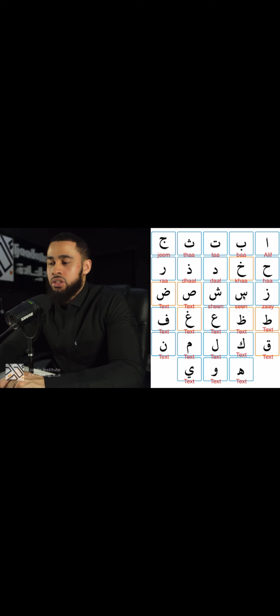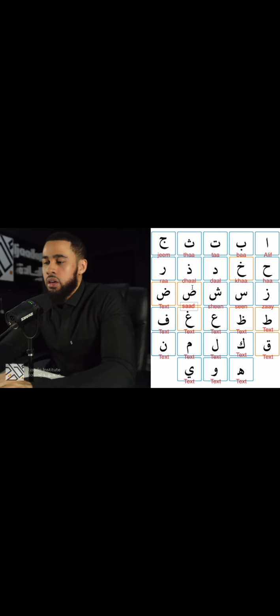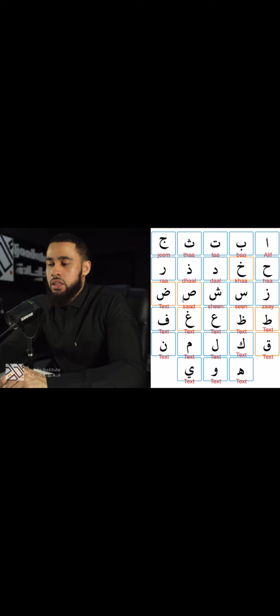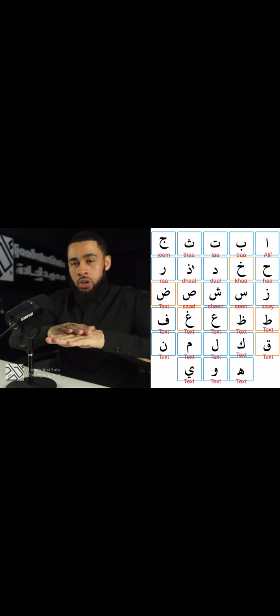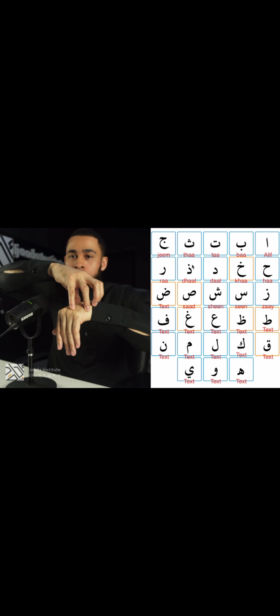Don't forget the E. So we have here seen, sheen. Next one, sod. Look at that shape. Sod. Now notice, and we've got this in orange, these are called heavy letters. Notice it's more of an R sound and an A sound. These ones in orange, they're heavy letters. We say sod. So remember we had this seen. It's very light. Sod. If this is with the tongue, the back of this tongue actually rises.